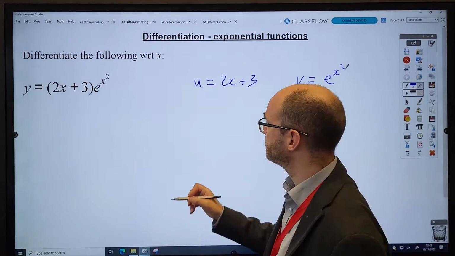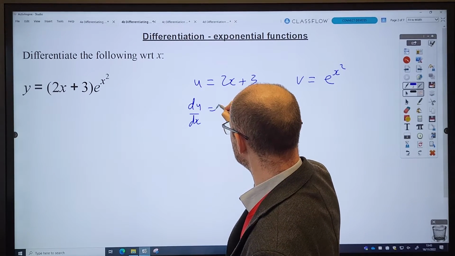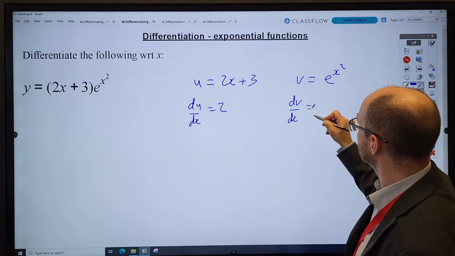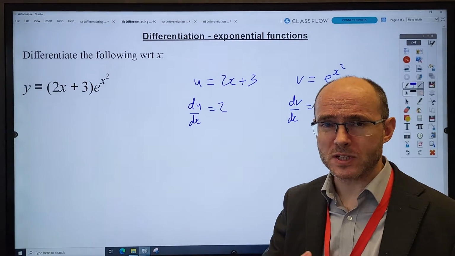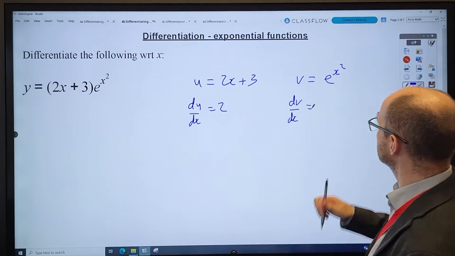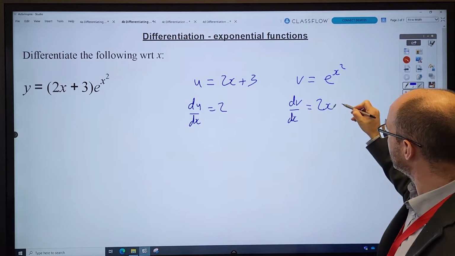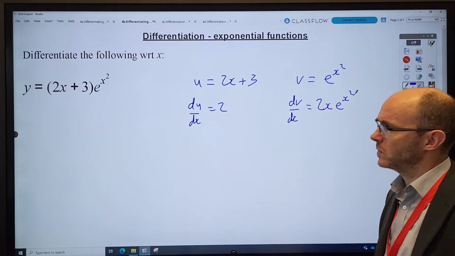Differentiate each one at a time. So du/dx is going to be equal to 2. dv/dx is going to be equal to, now when you're doing this quite often, you can start to actually write it out in order. So that is, differentiate the x squared, you get 2x, and then you've got e to the x squared. So 2x e to the x squared.